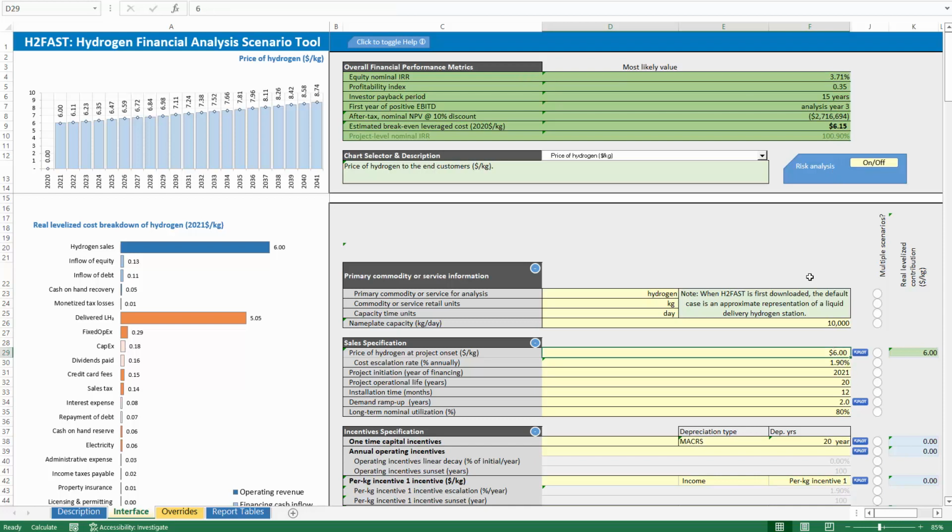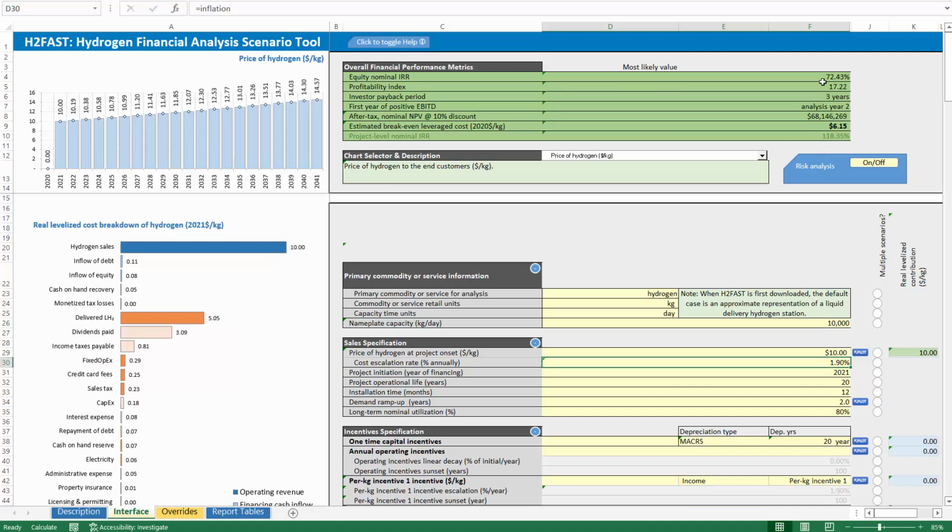But at $6, you'll see that your IRR is 3.7%, so it's probably not a desirable price to set. If the market can bear, let's say $10, now you'll see that the internal rate of return is higher than the rate specified in the financial section, and the project level is going to be an even higher value.